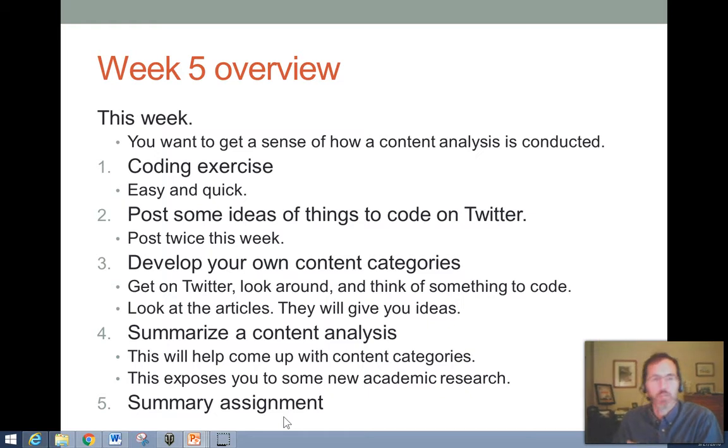Okay, then you've got an assignment to try to develop your own content categories, and this is linked to the discussion. So what you need to do is get on Twitter, get some Twitter tweets, and look at a small group of tweets, a handful of them, and try to think of something that you could code, something that you could look for in a population of tweets.